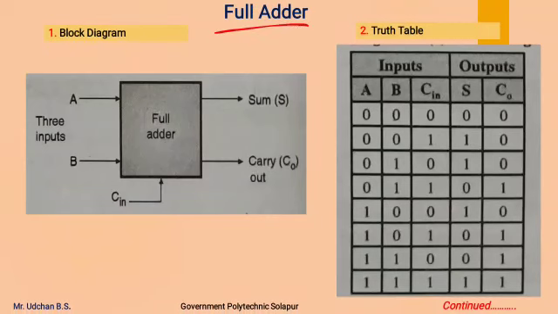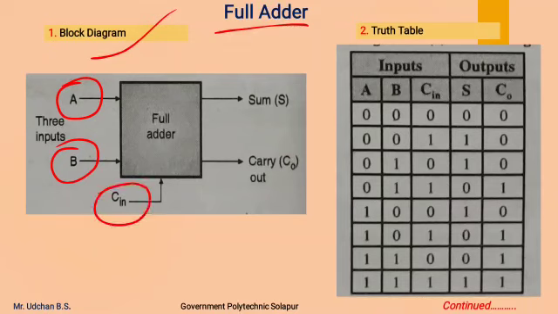This is the full adder block diagram, which has 3 inputs: A, B and C in, a carry input, which is an input from the previous LSB numbers. It has 2 outputs, sum and carry output. Here C out and C in are named so that we know which is the carry input and which is the carry output.